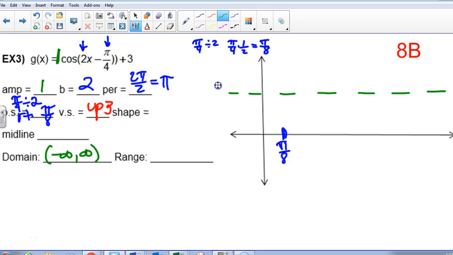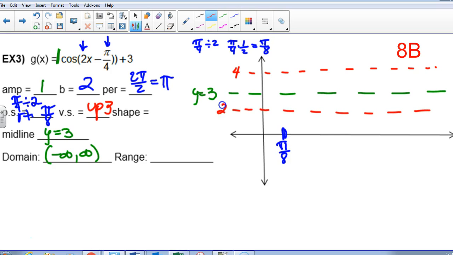The midline is going to be up at 3, right? I'm trying to help you out here. So the maxes and the mins are at what? Good job. It just goes 1 unit above and below that. So 2 to 4. Good job. And the shape of this is just like maximum to maximum, right?